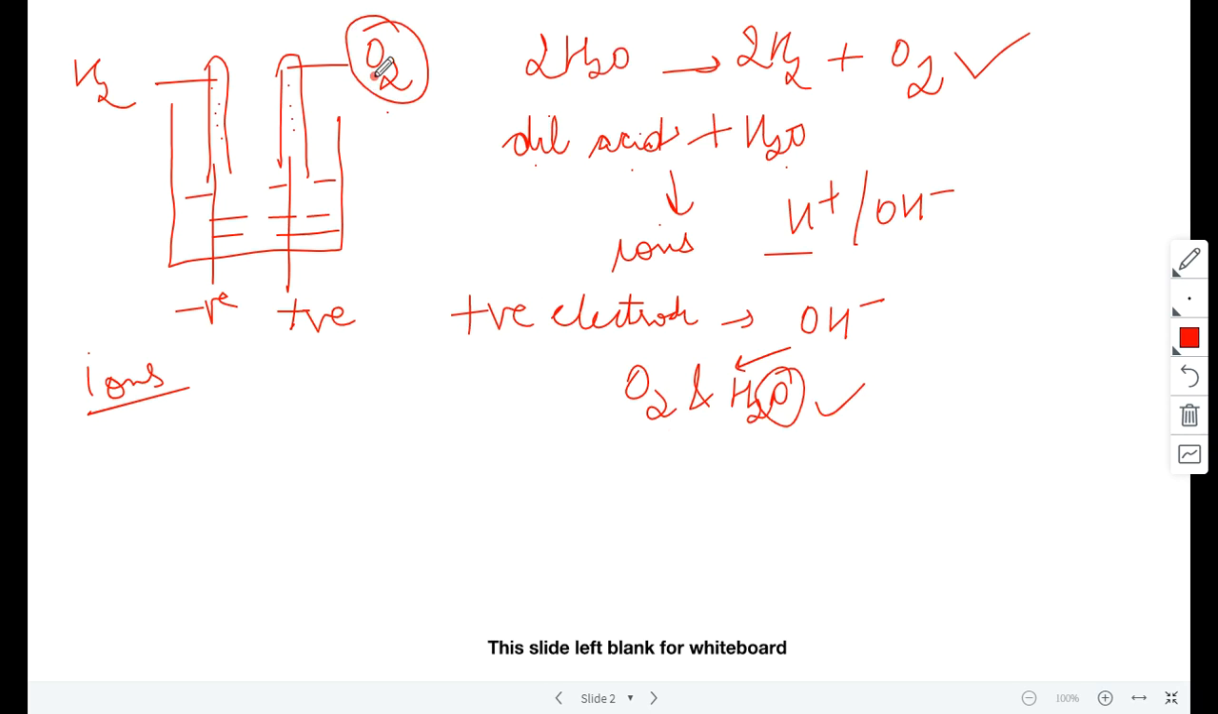Is it clear to you now? I explained to you that at the positive electrode OH negative ions are formed. Now OH is discharged and water is being formed. Water contains O, so some of the oxygen is going to the water. Is it clear to you?